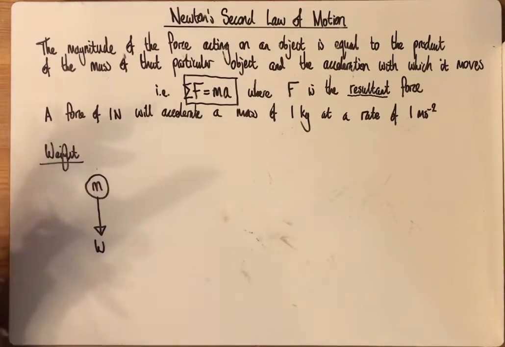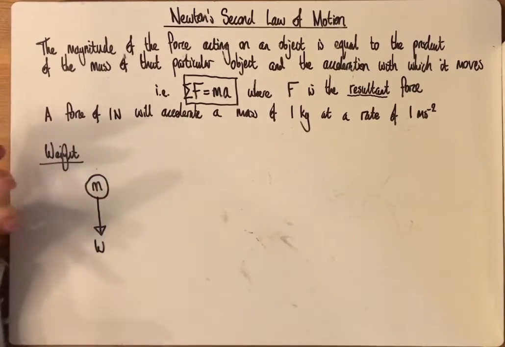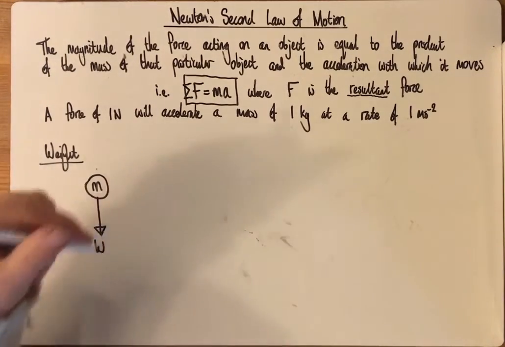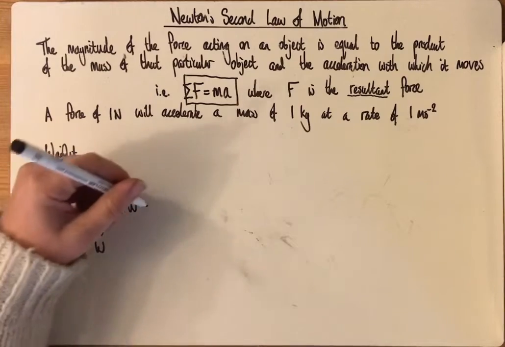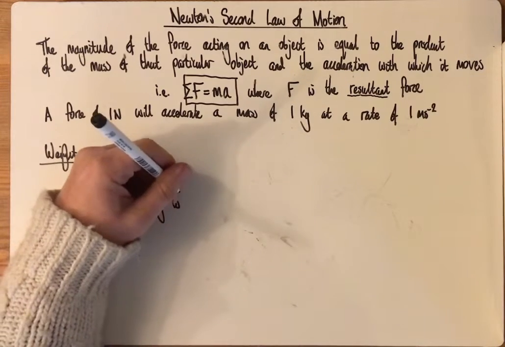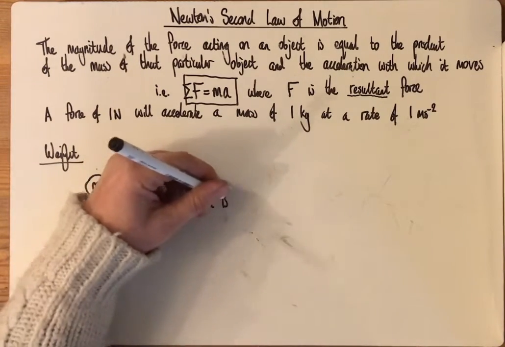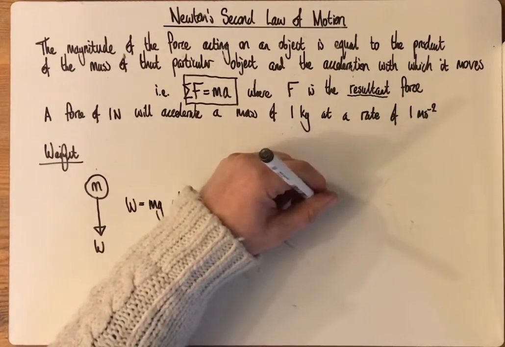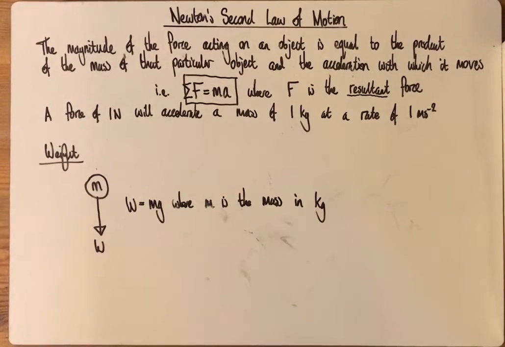So weight and mass mean different things. Weight is a force and mass is amount of matter, but we talk about weighing ourselves when we're actually finding our mass, so just be a little bit careful with that. So weight is equal to mg, so g is 9.8, where m is the mass in kilograms. So I'll go through a couple of examples of finding unknown forces.